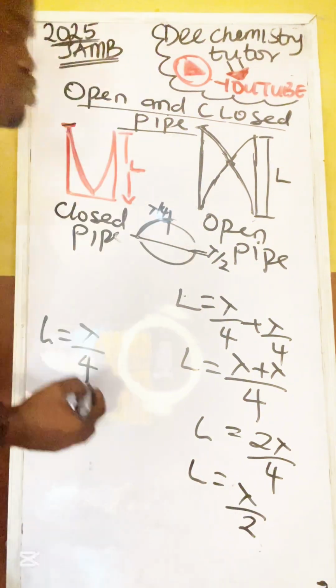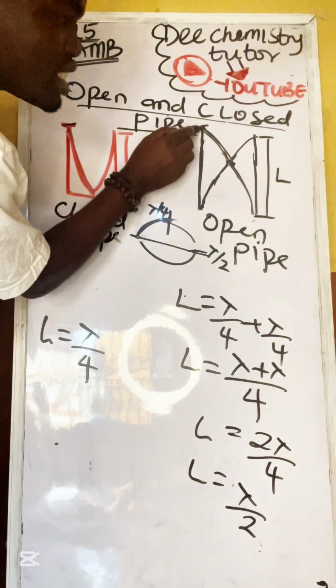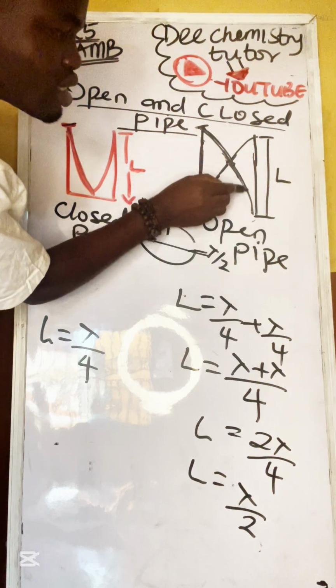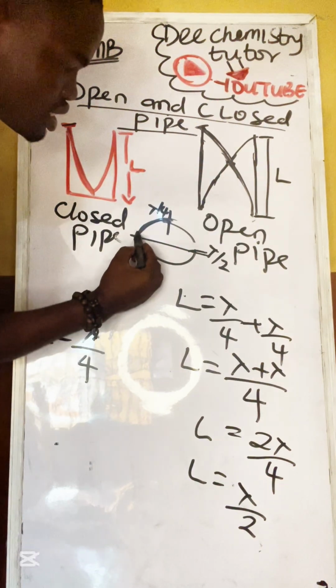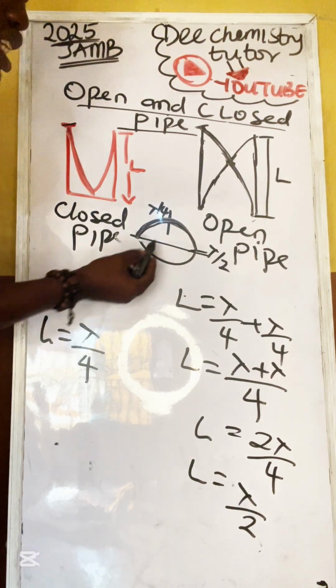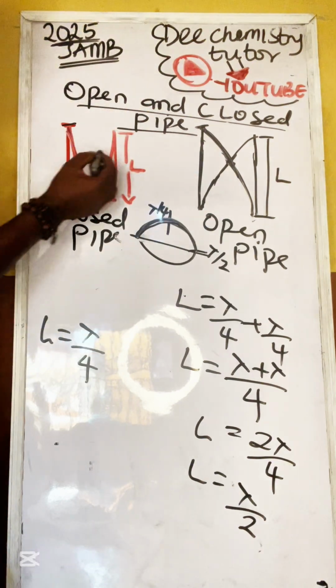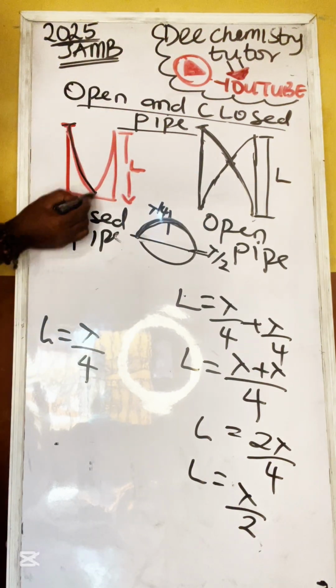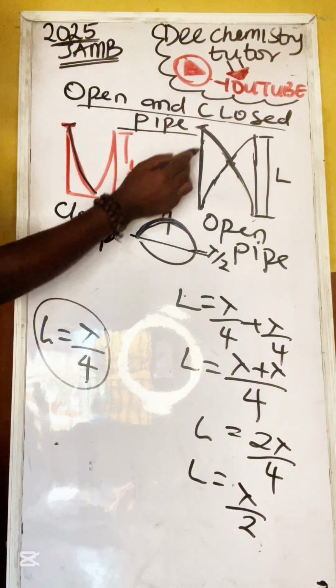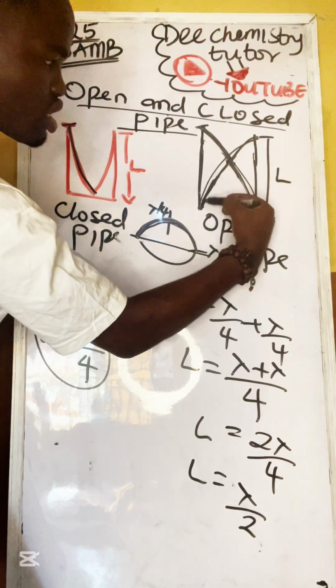Now, that is not still enough. I can also say that as you go like this, it looks like this. So eventually it's still lambda over 2. We are going to take only one side. You see that I didn't come here; I only pick this side to determine the length of this pipe. I can also pick this side, just one side of it. Can you see?